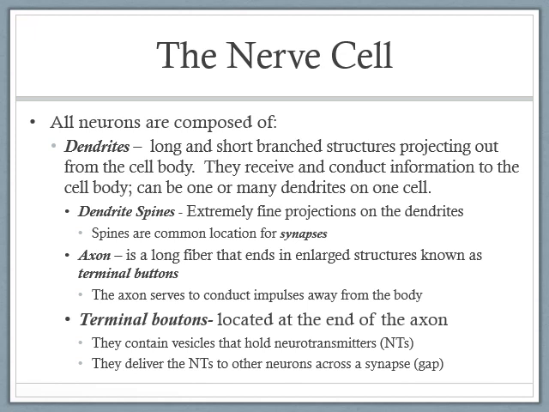Dendrite spines are extremely fine projections on the dendrites. They are the common location for synapses. Next is the axon. This is a long fiber that ends in enlarged structures known as terminal boutons. The axon serves to conduct impulses away from the cell body. Terminal boutons are located at the end of the axon. They contain vesicles that hold neurotransmitters, and they deliver the neurotransmitters to other neurons across a synapse.